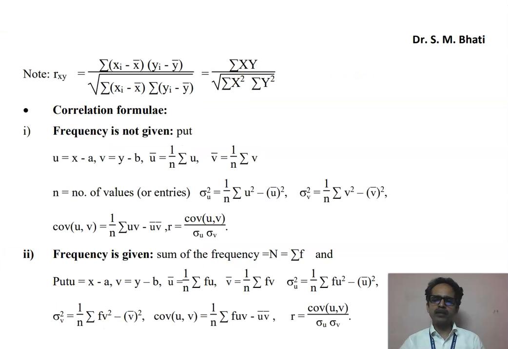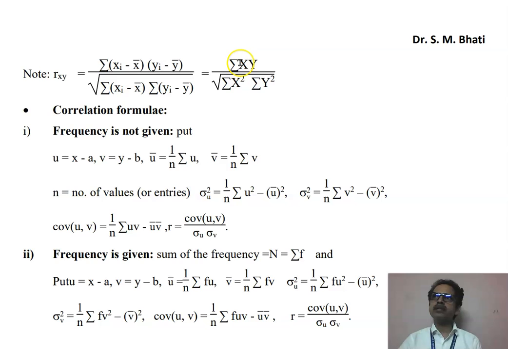Now we have some other formulas also. So this is another formula: rxy can also be written as summation of (xi minus x bar) into (yi minus y bar) upon under root of summation of (xi minus x bar) square into summation of (yi minus y bar) square. Or it can also be written as summation of XY upon under root of summation X square summation Y square.